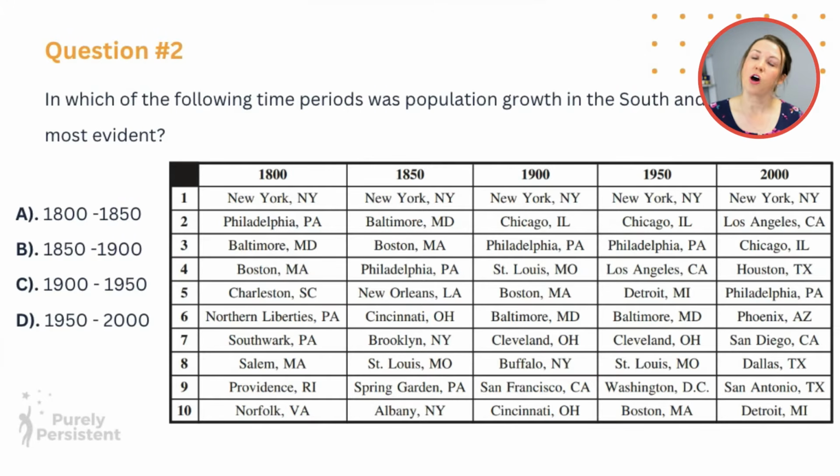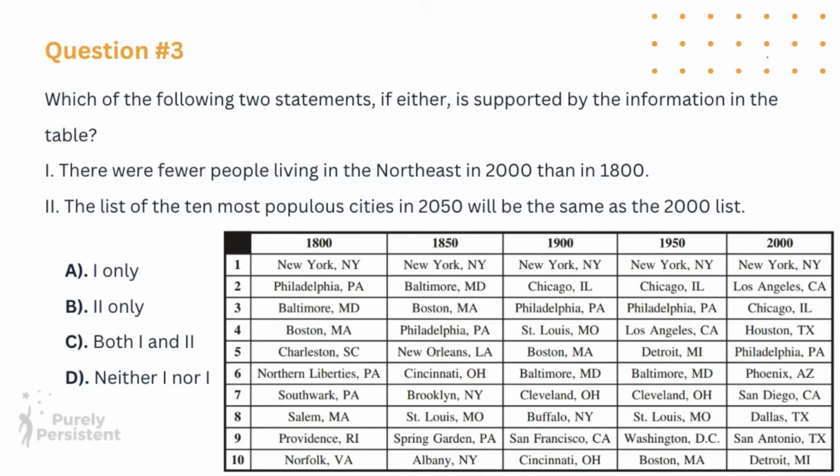So that means there was a lot of population growth between 1950 and 2000. So right here, D is our answer. Question 3. Which of the following two statements, if either, is supported by the information in the table? So let's just look at this one statement at a time. So number 1, there were fewer people living in the Northeast in 2000 than in 1800.